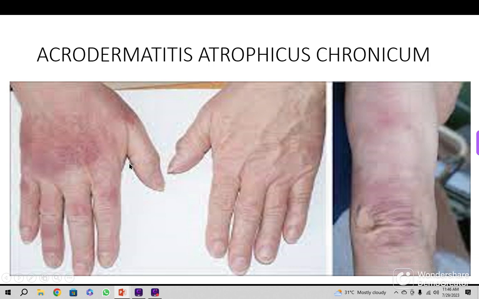The stages are seen here. It starts like this, the first one, and on the right side it becomes this one, red. All of the hands are involved, the fingers are involved, with small patches. Then atrophy occurs and wrinkling is seen all over the hand.